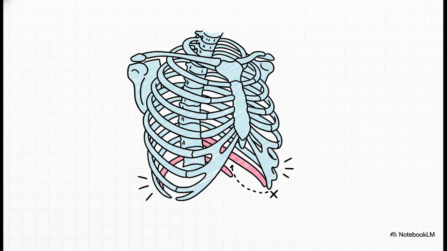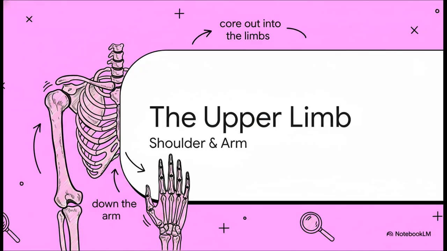Well, knowing their location is absolutely essential for any work involving the diaphragm or those deep lower back muscles, like the quadratus lumborum. All right, it's time to move from the core out into the limbs. Let's navigate the upper limb, starting with the shoulder and moving all the way down the arm.